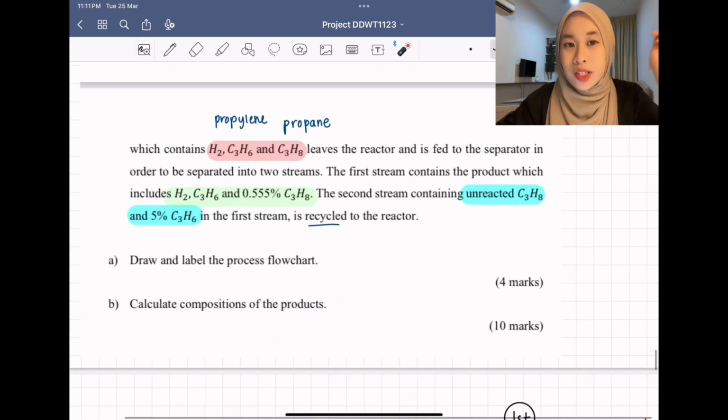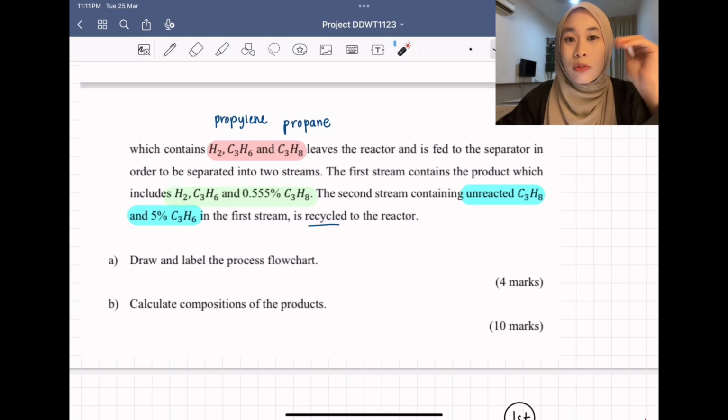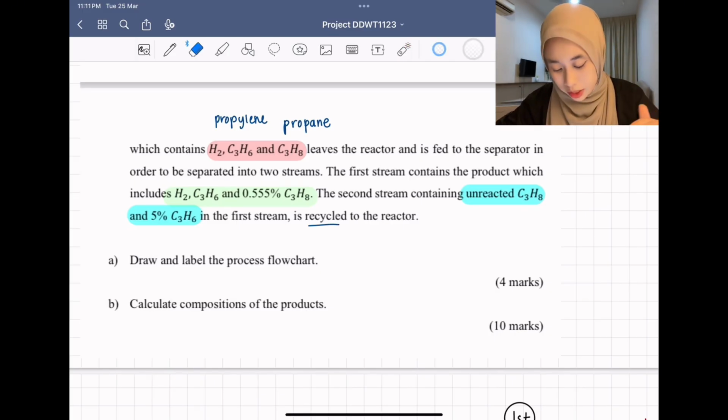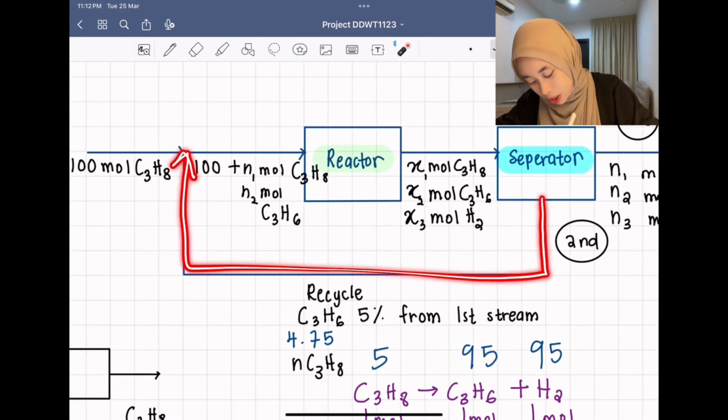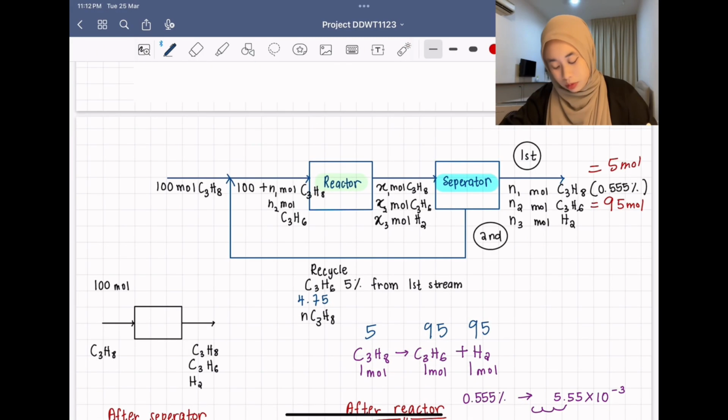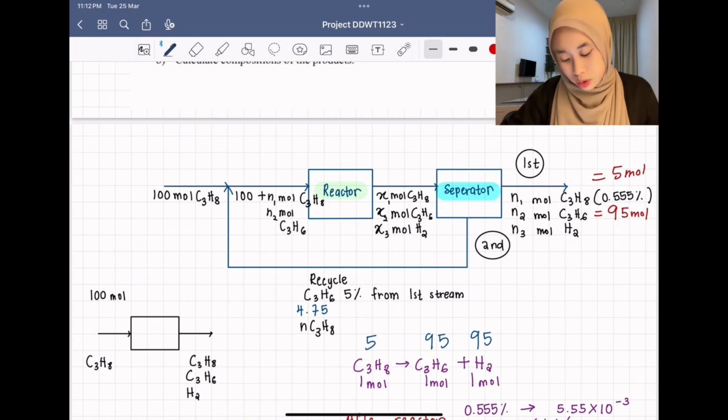Okay, kenapa ada unreacted C3H8? Sebab earlier tadi dia cakap 95% of propane C3H8 dikonvertkan. So maksudnya the remaining 5% itu adalah unreacted. Okay, that's why ada unreacted C3H8 kat situ. 5% C3H6 tu di recycle back to reactors. Kita buat arrow ke sini. So dia akan masuk balik ke reactor. So this is what your flowchart supposed to look like.